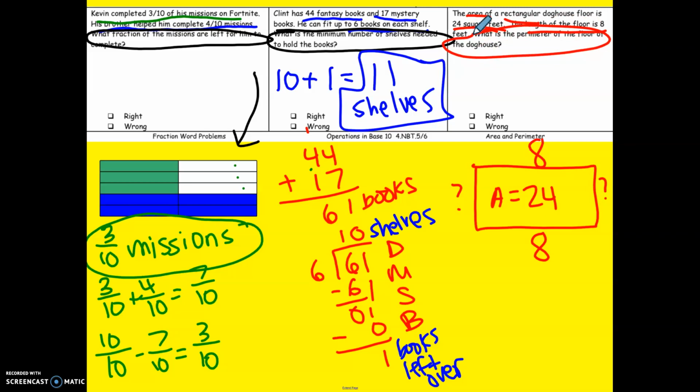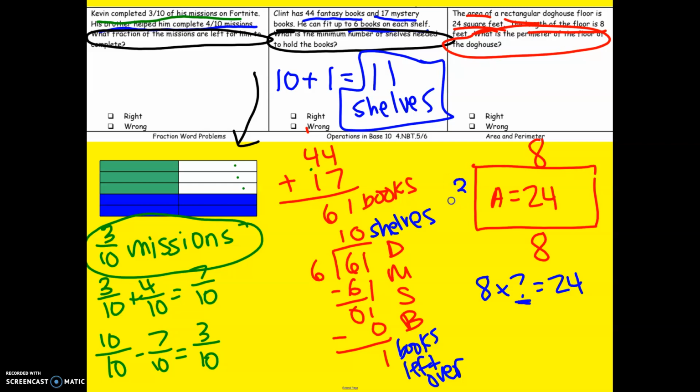Before I can find the perimeter, I need to find the missing side. So I know that to find area, usually we would do length times width equals area. But right now we have a missing value. So we could work backwards. 24 divided by 8, 8, 16, 24, that equals 3. So now we know that the width is 3. So let me fill that in.